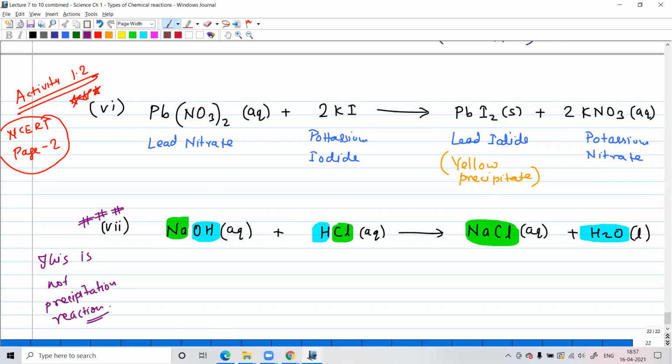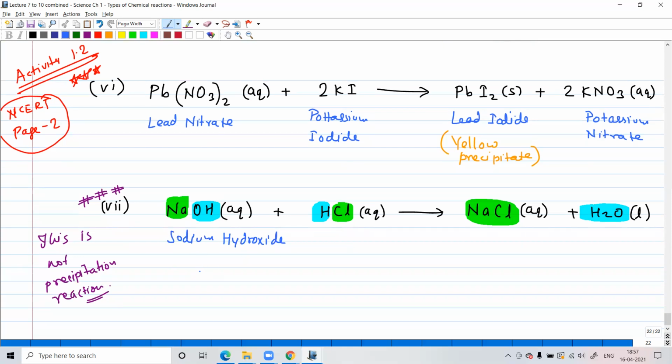So what did we understand from that? Not every double displacement reaction is a precipitation reaction, but most of them are. Most of the double displacement reactions gave us precipitates, but not all of them, of course. So the names: this is sodium hydroxide, hydrochloric acid, everybody knows. Sodium chloride and water, everybody knows. Okay, so I'm not going to write those names.